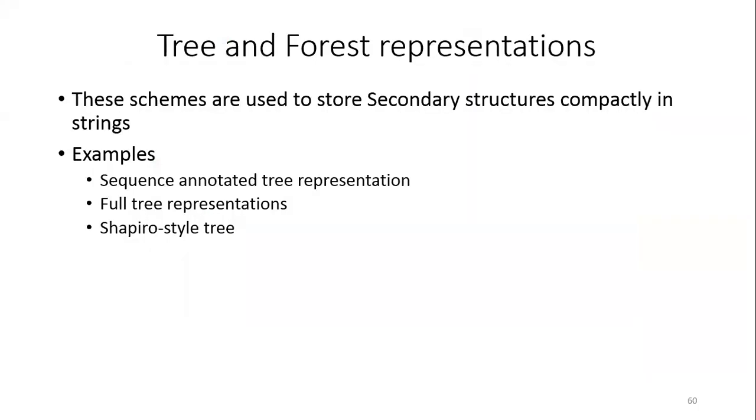Then you have some complicated RNA structure representation schemes, called tree and forest representations. These schemes are used to store secondary structures compactly in strings. Examples of tree and forest representation are the sequence annotated tree representation, the full tree representation, and the ship arrow style tree representation. I will show you these one by one.